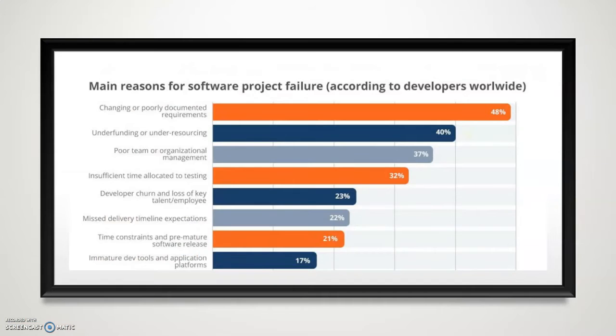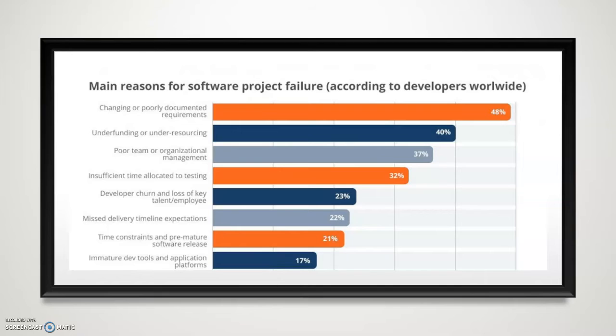Now, as you can see, the main reasons for software project failure, according to developers worldwide, at the top of the charts are changing or poorly documented requirements, underfunding or under-resourcing, and poor team or organizational management. These problems can be solved by having a proper QA team. QA stands for Quality Assurance team. What they do is practically ensure that these problems do not affect the software project.